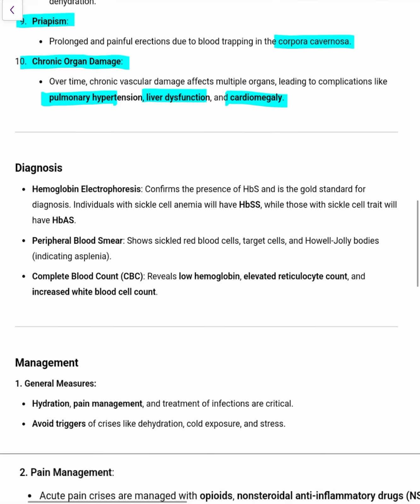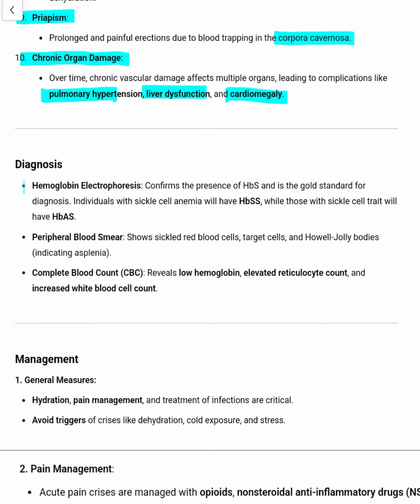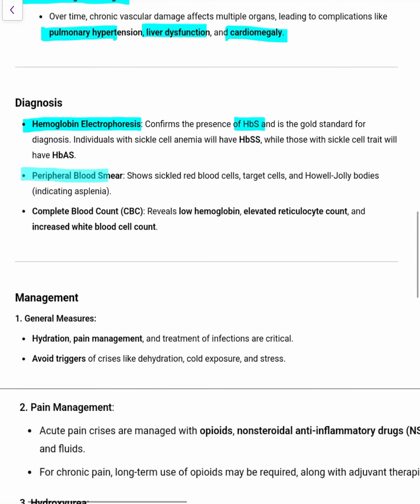Now coming to the diagnosis, the main gold standard diagnosis is hemoglobin electrophoresis, where you demonstrate what? HbS. Okay, next is peripheral smear. You can see sickle cells, target cells, and Howell-Jolly bodies because of asplenia. Howell-Jolly bodies are present in asplenia, right? Other than that, you can go for a CBC to see anemia, elevated reticulocytes, that is reticulocytosis, and also leukocytosis, that is, increased WBC will be there.